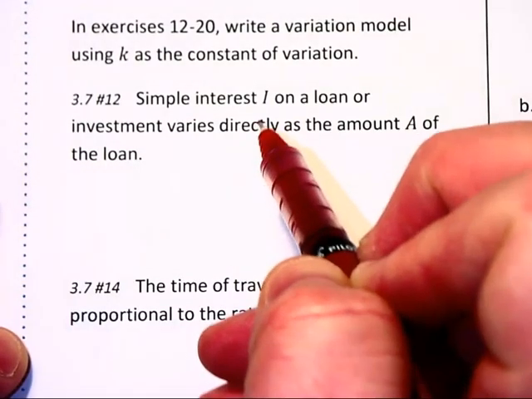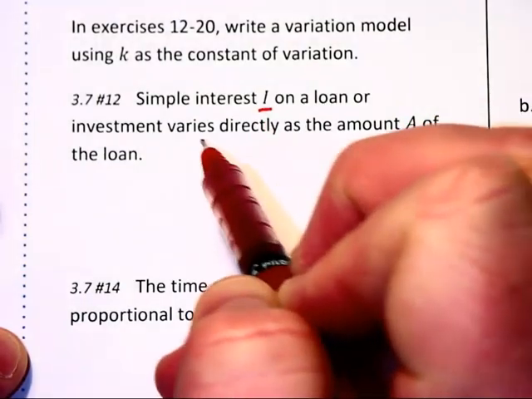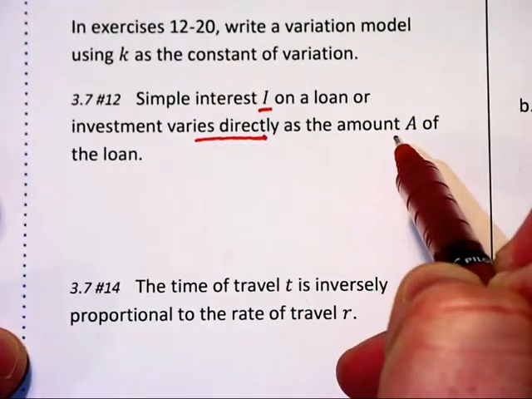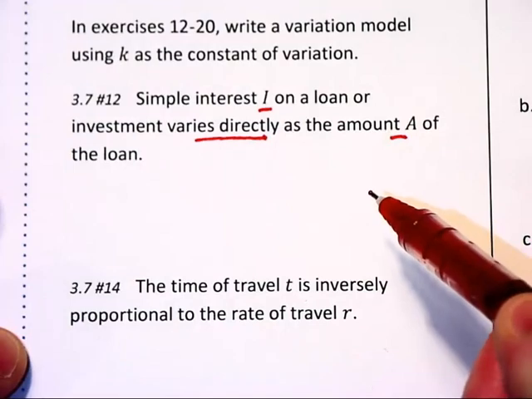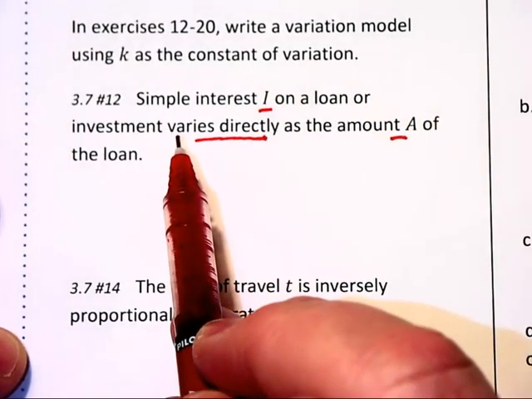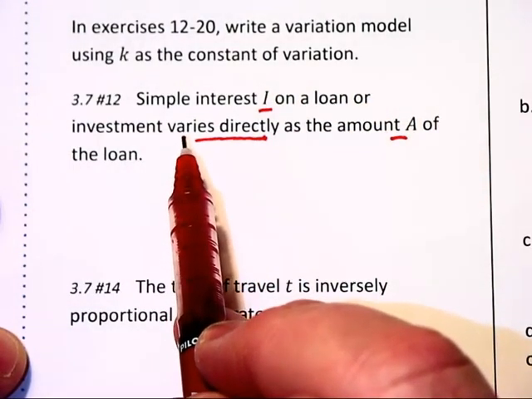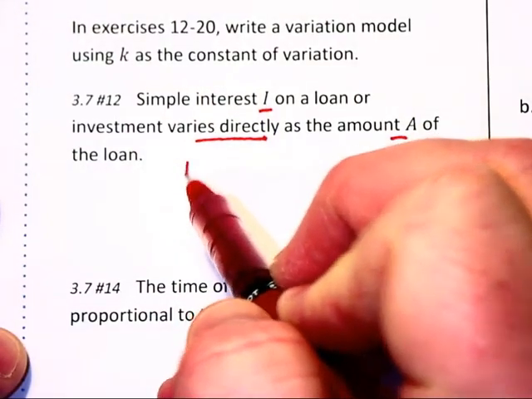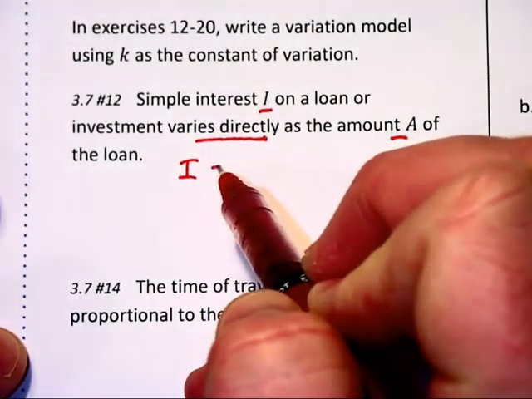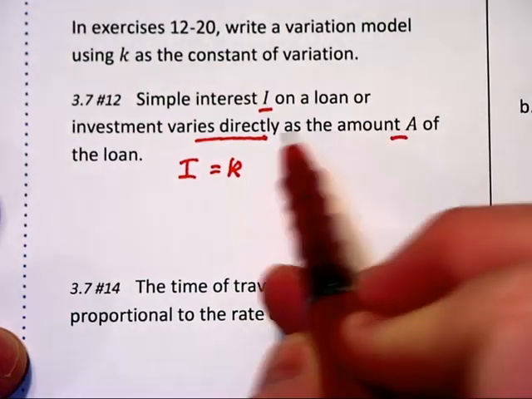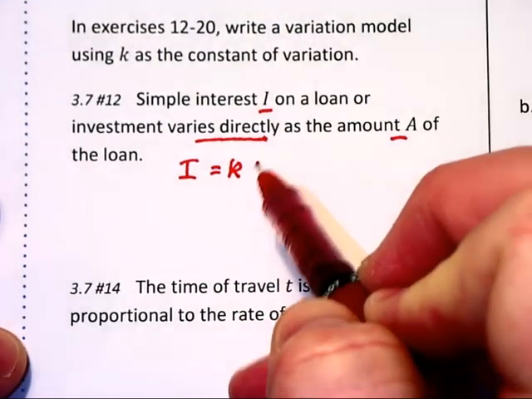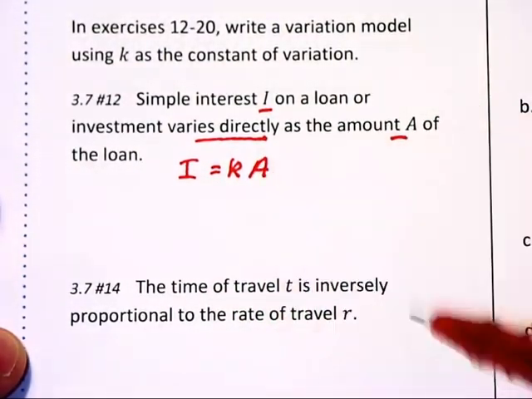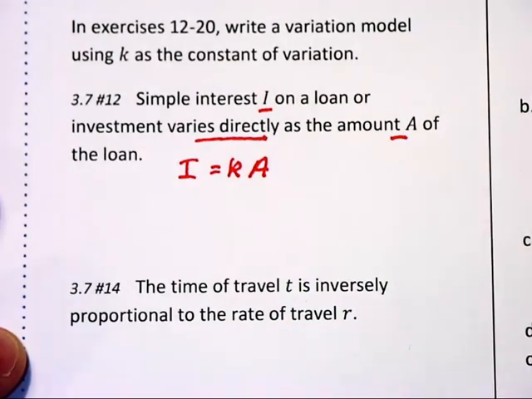Simple interest I on a loan varies directly as the amount A of the loan. Now, by the way, the word varies can always be changed out for equals k. So basically, I varies turns into I equals k. Now this is a direct variation, so the A does not go in a denominator. We have I equals kA. Done.